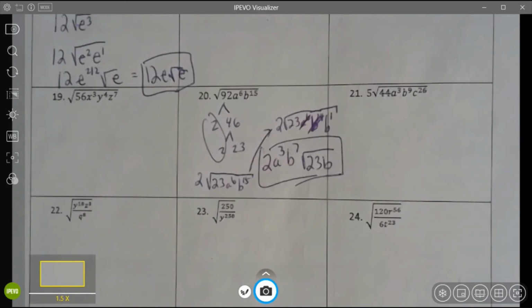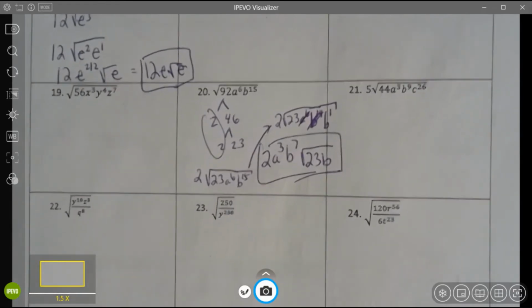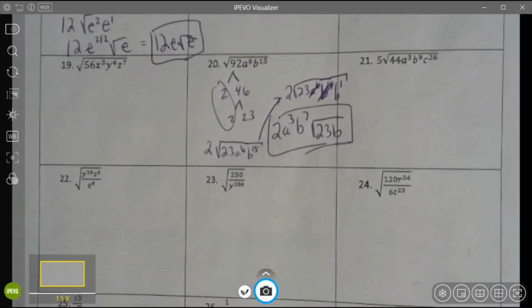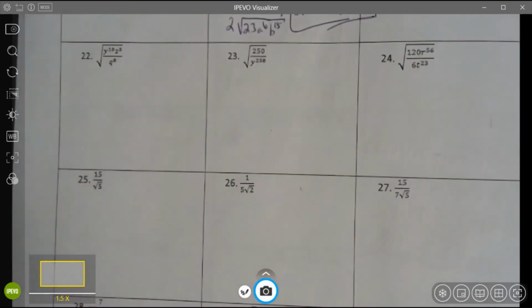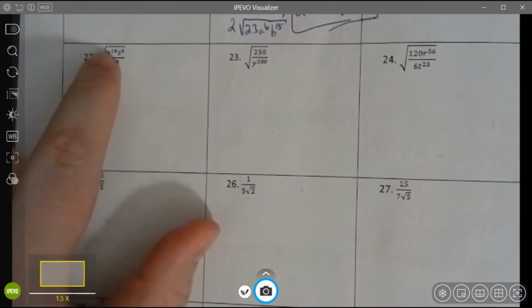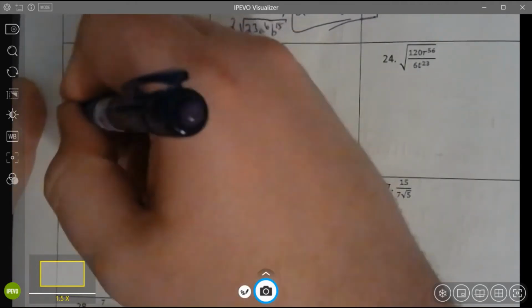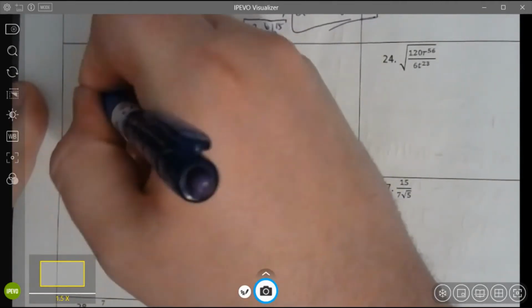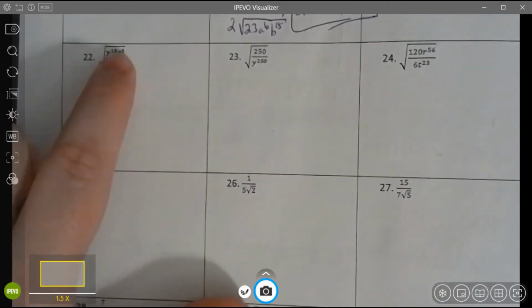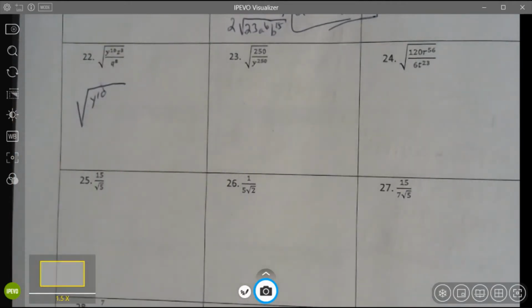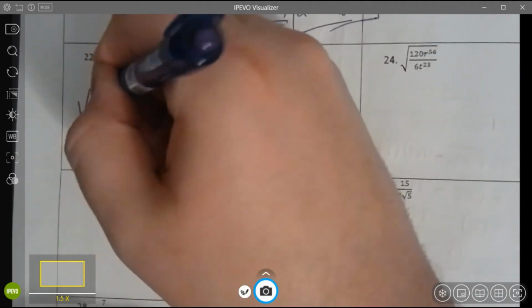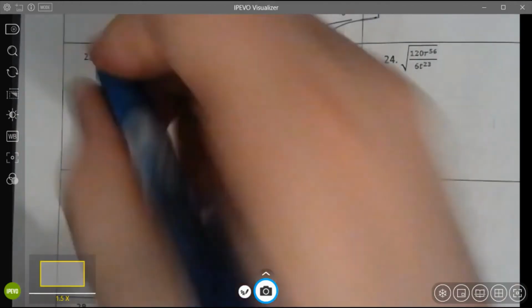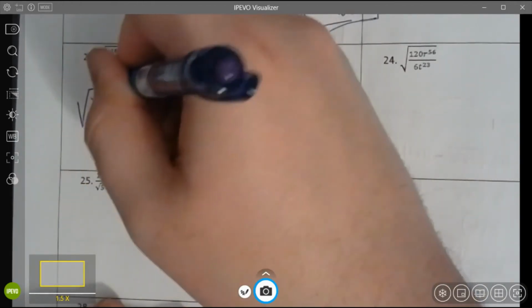Let's do another one of these. Let's do 22. So 22 says the square root of y to the 10 z cubed over q to the 8. Well, y to the 10 is even, so we're good there. So we can leave that one alone. So I'm going to leave that as y to the 10. z cubed is not even, so we're going to rewrite the 3. In order to rewrite 3 as an even number, we're just going to subtract 1. So 3 minus 1 gives me z squared, but I have to account for that 1 that I got rid of. So I need to write another z and put it to the power of 1.